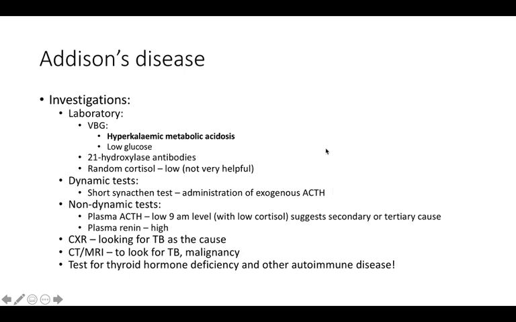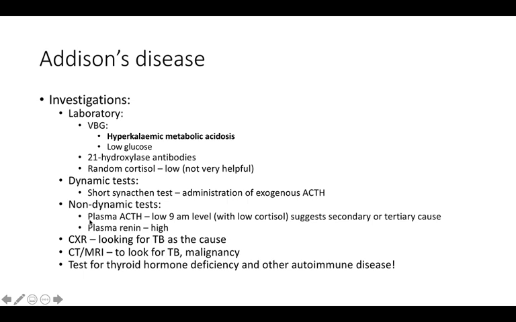So dynamic tests include the short synacthen test. Individuals are given synthetic ACTH called tetracosactide, I think, and the test is positive if this fails to stimulate further cortisol secretion, because it shows that the adrenal glands are non-functioning.